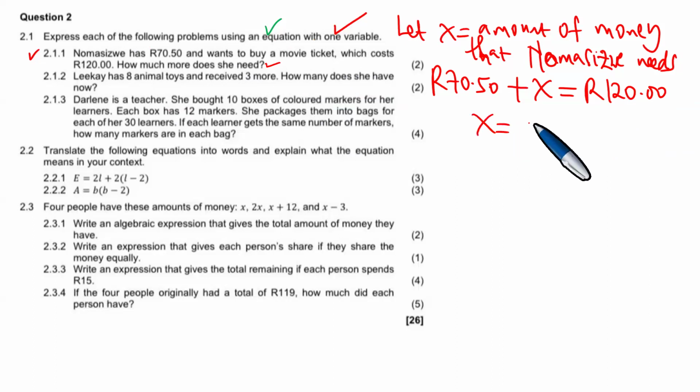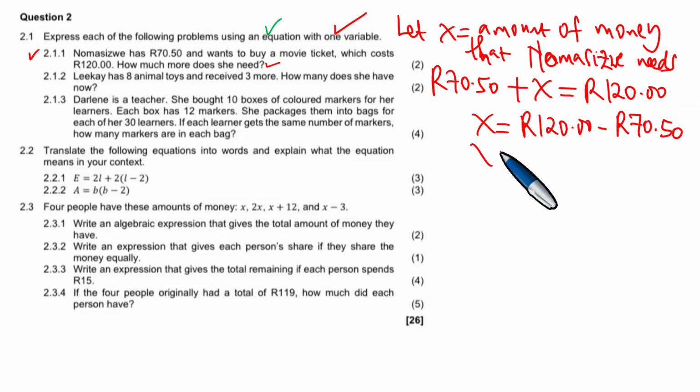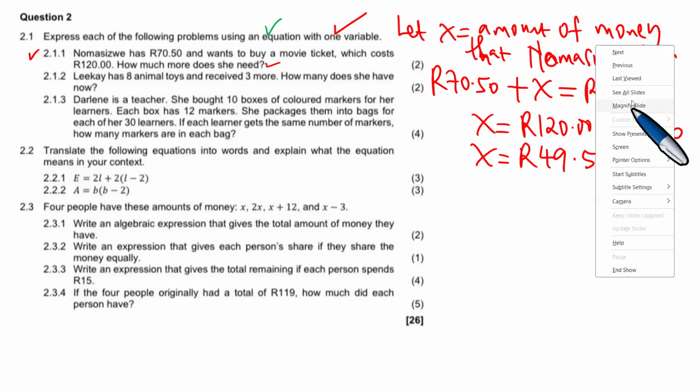So we can also evaluate this and say, out of the 120, we minus 70, 50. What is 120 minus 70.50? It's going to be 49.50 Rand. Well done. Yes, it is exactly 49 Rand and 50 cents. Meaning that in essence, Noma Sizwe needs 49 Rand and 50 cents.